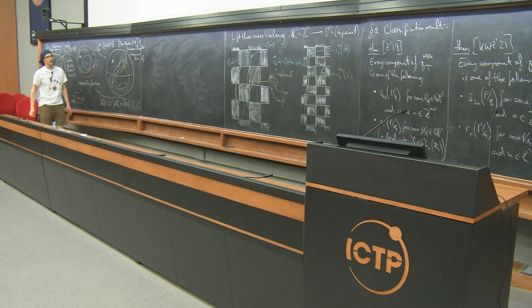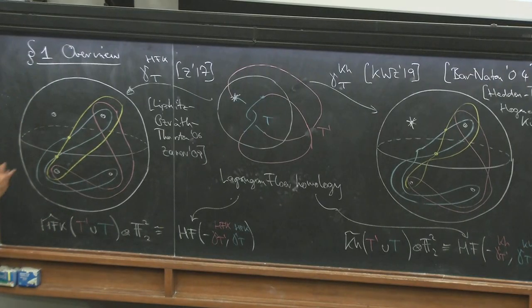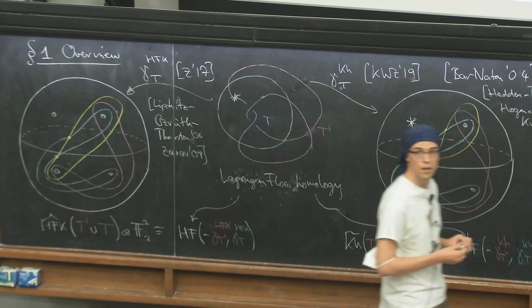Do I have a recipe to go from Khovanov to knot Floer homology? Yeah, that would be amazing. That would be a first start to give a local construction of the Ozsváth–Szabó spectral sequence. That would be great. I don't have that.